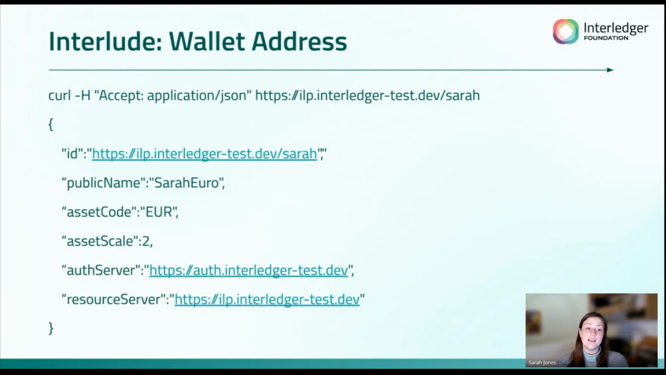And then also the asset scale. So this just sets the scale on the amount, kind of where you put the decimal point. So if I have 100 and an asset scale of 2, then that decimal point is going to be 2 spaces in, so it would actually only be a value of €1. That's just how it gets resolved. But don't worry too much about that. Then the endpoint to reach the auth server and the endpoint to reach the resource server. So what's really nice is that in order to make a payment using Open Payments, all you need is this wallet address. And that's because the wallet address contains all the rest of the information that you need to continue that flow.